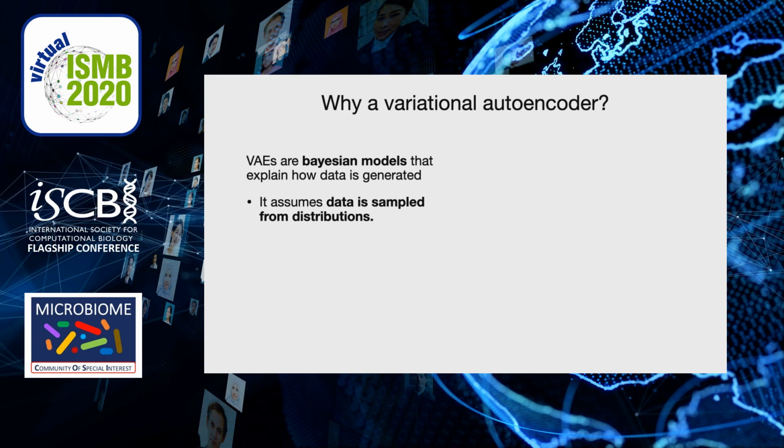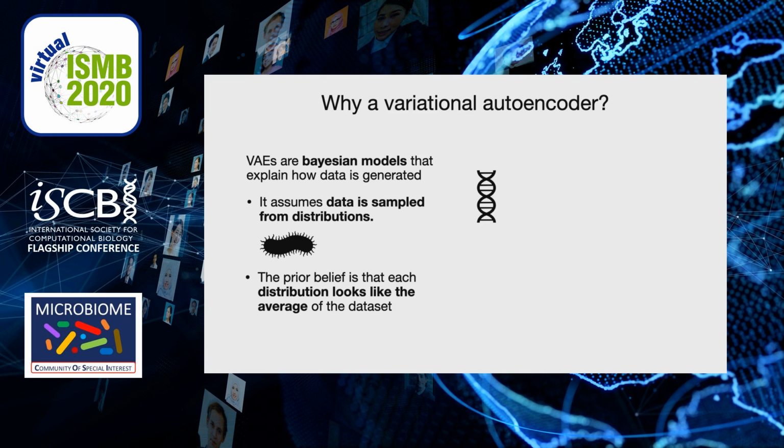Why do we use a variational autoencoder? Variational autoencoders are Bayesian models that explain how data is generated. It assumes that data is sampled from distributions. In our case, we say that the contigs are sampled from the different genomes. Variational autoencoders also have a prior belief that each distribution looks like the average of the dataset, or at least close to the average. We have this prior here so that we don't infer a bunch of very different genomes, such that not every single contig has its own genome.